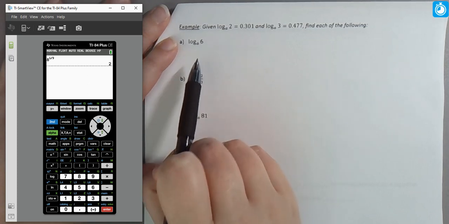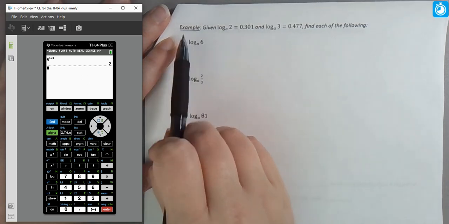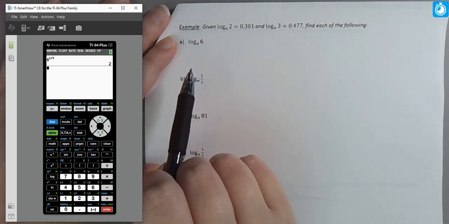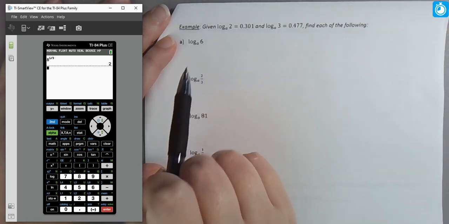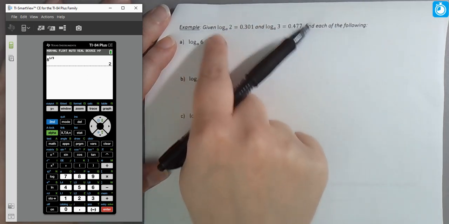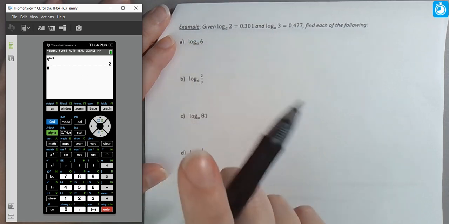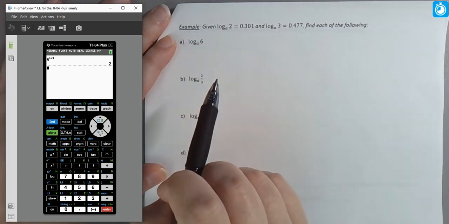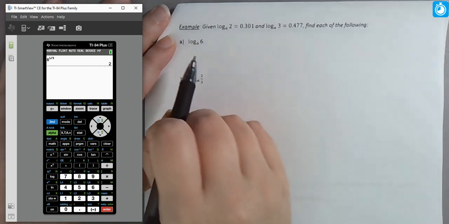Because if we don't know what the base is, there's no way we could type something like this into a calculator. We'd need a fixed base, we need an input. We have the input, we don't have the base. But as long as we have information about logarithms related to this one, then we can potentially use those logarithm rules combined with the information we have here to evaluate our other logarithms.